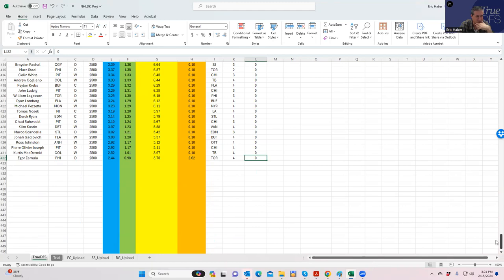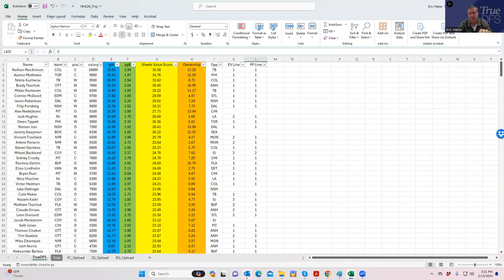And this is not the raw data. This is the result of the raw data. The raw data leads to the making of these projections. And this is what we're starting with when we do lineup construction.